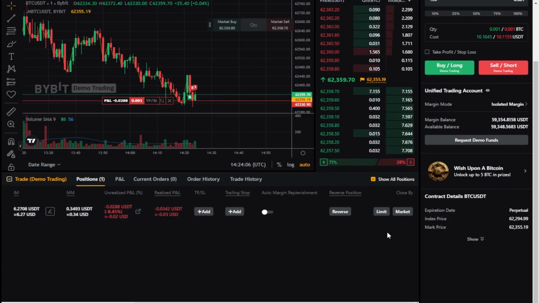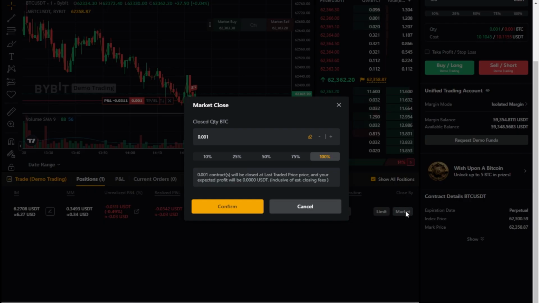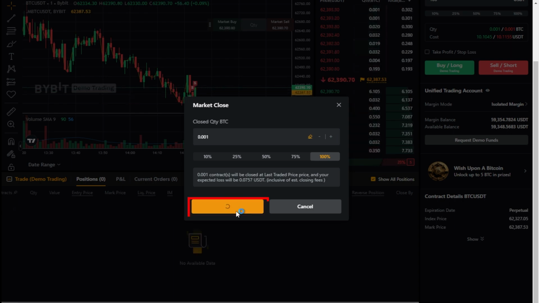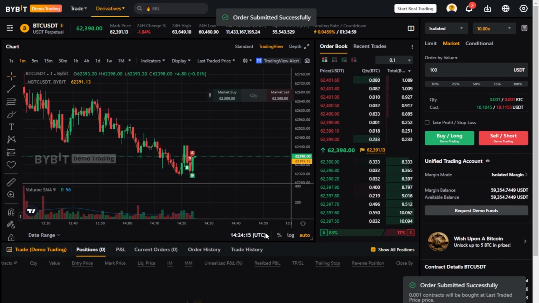Here, you can also close the deal with one click, either by limit or by market. Let's say we choose the market in order to close our deal instantly and press Accept. After that, our trade was successfully executed.